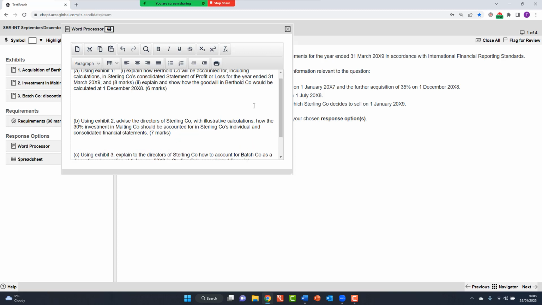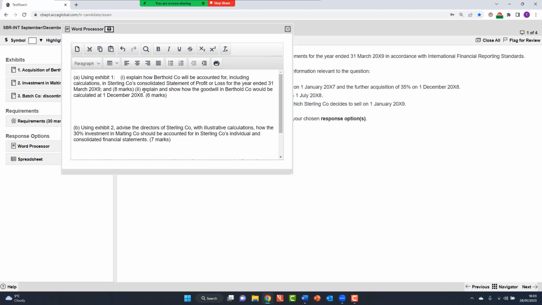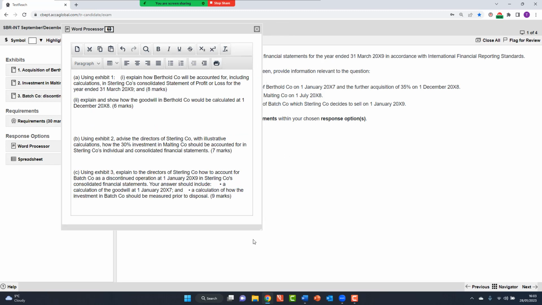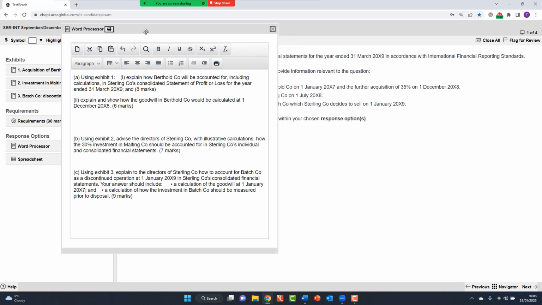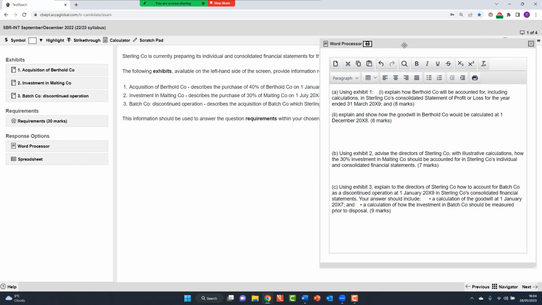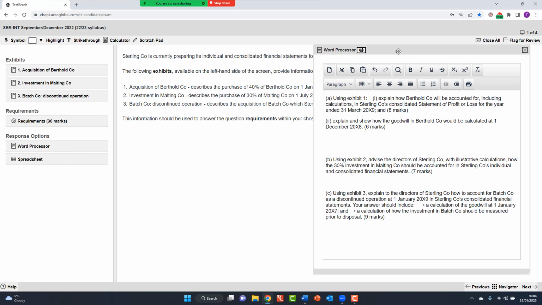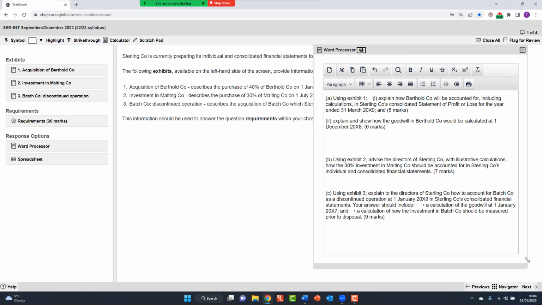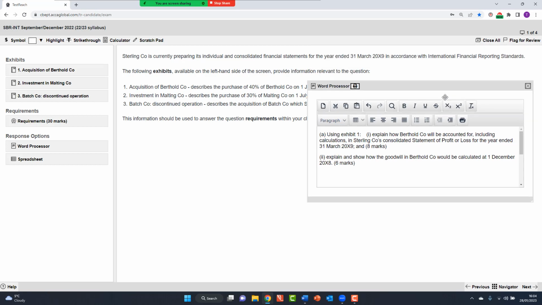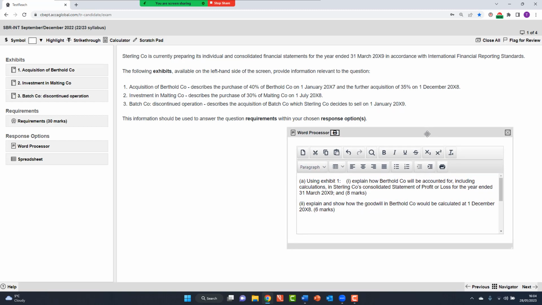And one thing at a time. Part A of the question is broken down into two parts. Using exhibit number one, explain how Berthold will be accounted for, including calculations, in the consolidated profit and loss for the year end. And explain how the goodwill is going to be calculated.